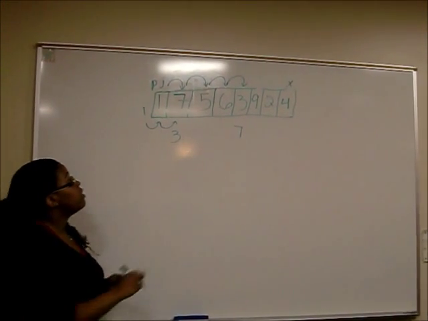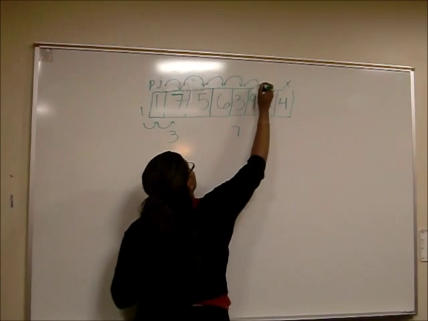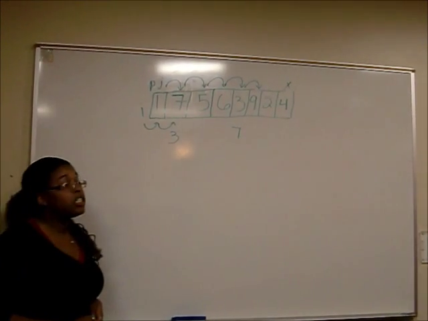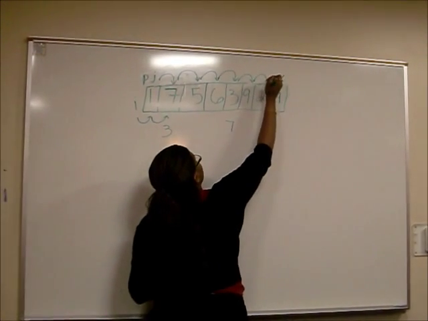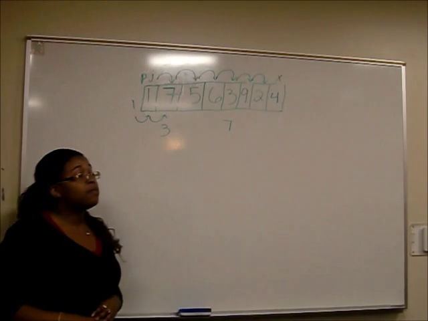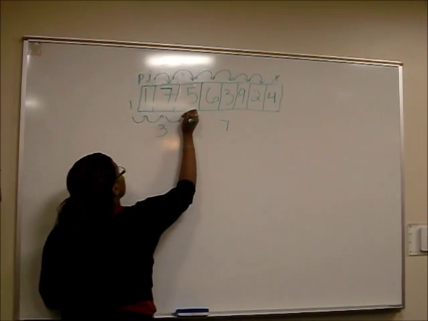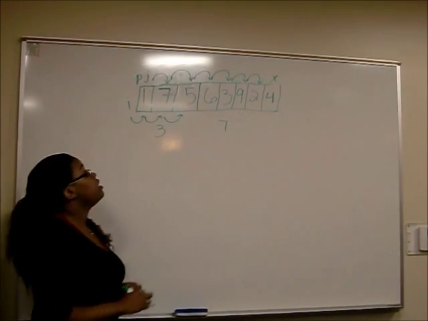Next, we increment our J once again. And now we see that 9 is greater than 4, so we don't increment I. We increment J. 2 is less than 4, so we increment I and switch our I and our J.